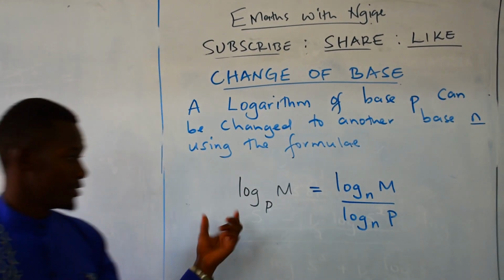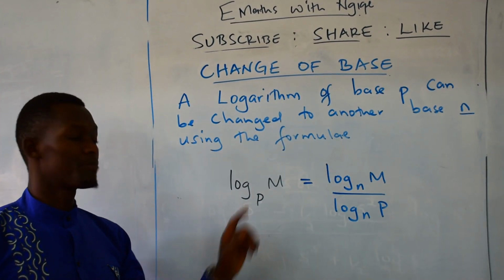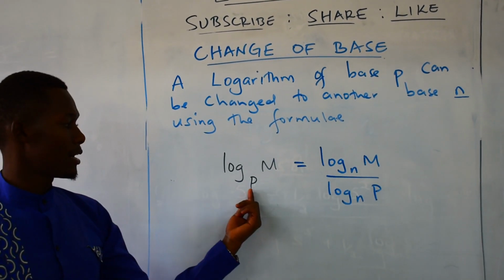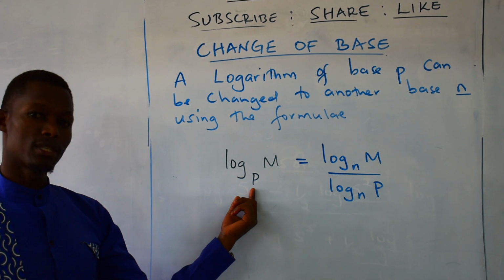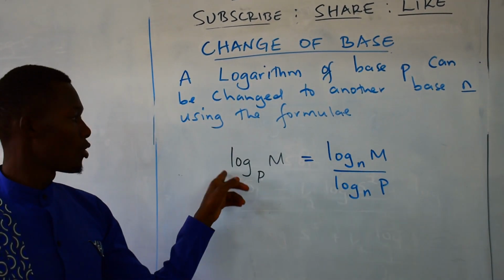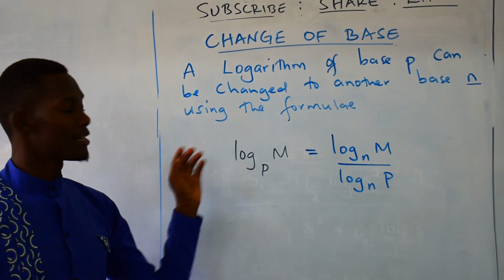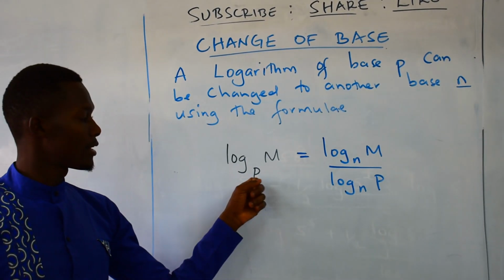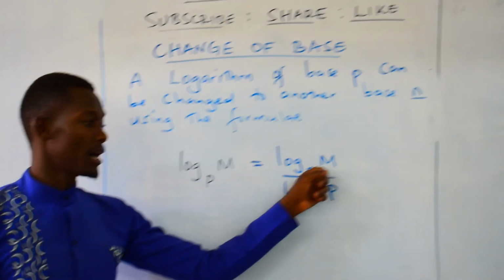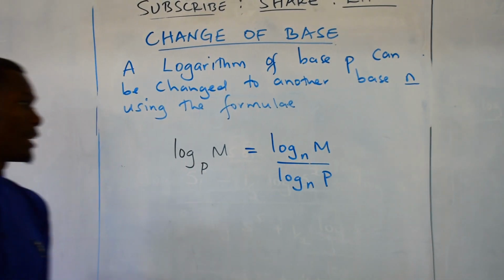So if you have a logarithm of a number to base p, we can change the base by introducing a different base, writing it as the log of the number divided by the log of what was previously our base, but now we introduce a new base, n.